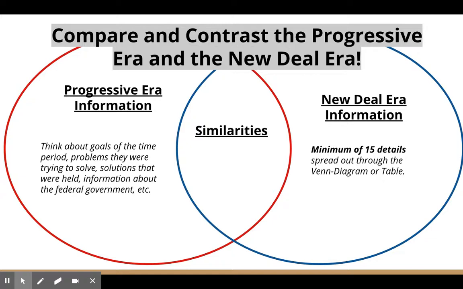I know that when you look at the Progressive Era and when you look at the New Deal, you're going to see some similarities. And I know you're going to see some differences. Take your notes, take your ideas from both time periods, and do a Venn diagram and do a table on your own. Don't cheat by looking at the internet because then you're just going to get weird answers.